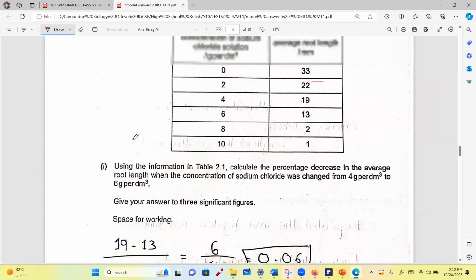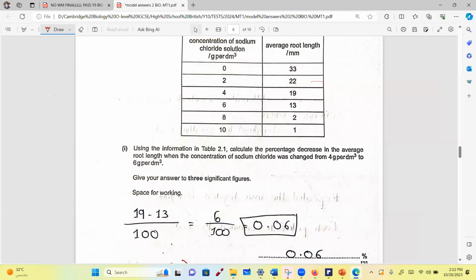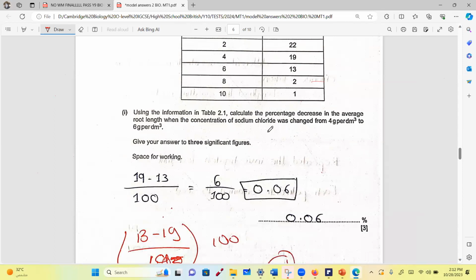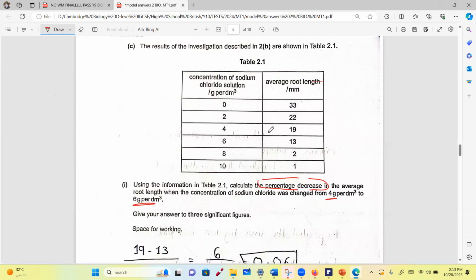We did it, I don't know how many times. I concentrated mainly on paper 6 because I know that this is a problem for a lot of students. Whether you're old or new, you still have problems with paper 6. And we calculated percentage change many times and we revised it, and I told you to go over it. Here they're asking for the percentage decrease when the concentration of sodium chloride changed from 4 to 6. So they wanted the percentage decrease.